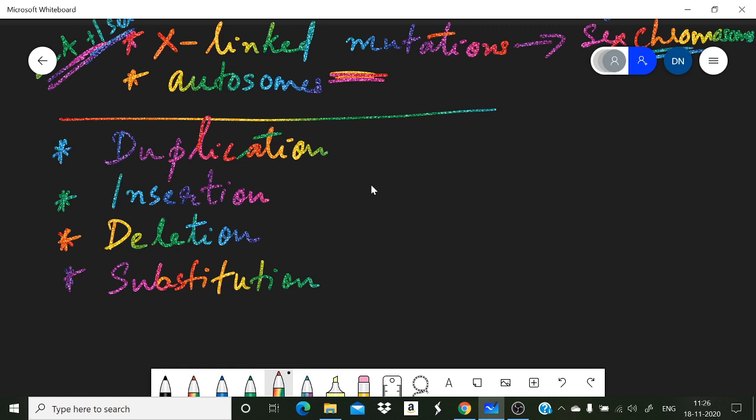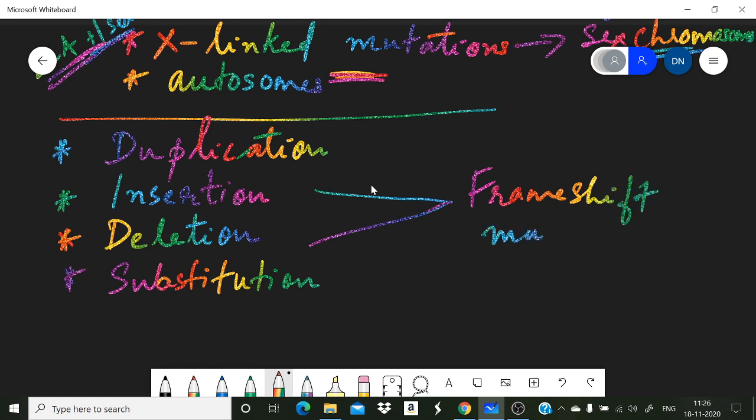Deletion and insertion may lead to a somewhat harmful type of mutation known as frame shift mutation. All these types of mutations we can watch in our video. So different types of mutations are there: duplication, insertion, deletion, substitution, and frame shift mutation. All these are various types of mutations that occur in human beings, and not only in human beings, in other animals also mutations may occur.